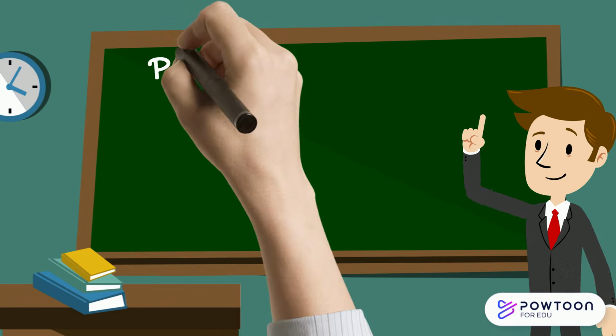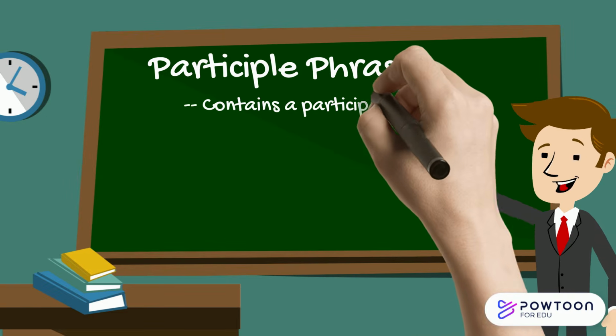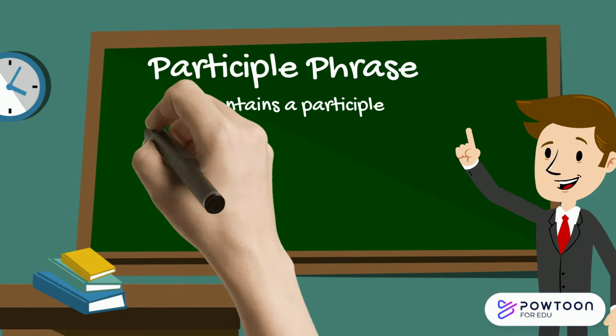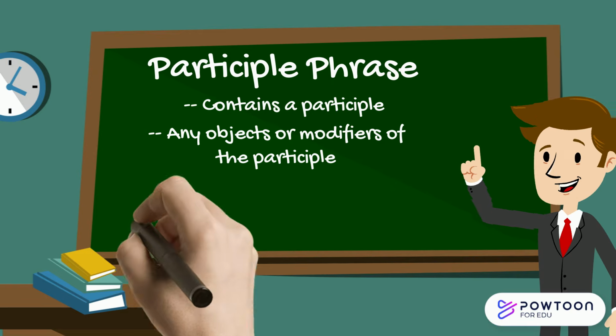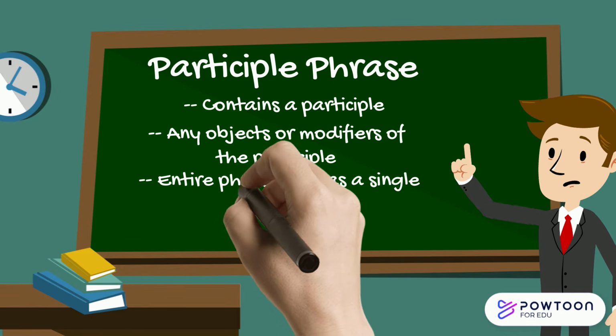Some participles also have a phrase with it. A participle phrase includes the participle and any objects or modifiers of the participle. The entire participle phrase acts as a single adjective.